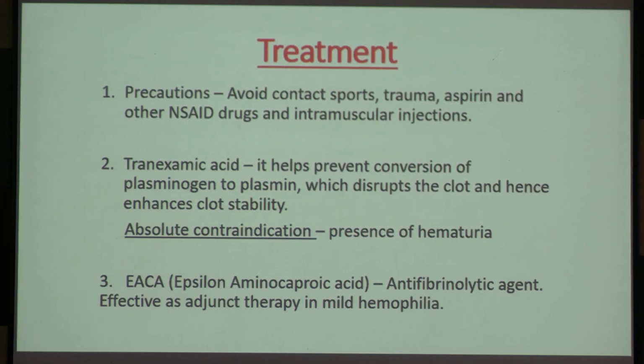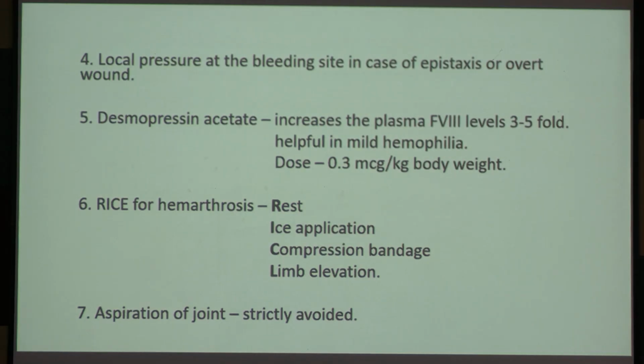Then epsilon aminocaproic acid, it is an antifibrinolytic agent. So, we can give it in case of hemophilia, mostly in mild hemophilia. Local pressure at the bleeding site, if bleeding is there from any site, then local pressure will prevent further bleeding. Then desmopressin acetate. Desmopressin acetate increases the factor 8 levels. Again, it is helpful in only mild hemophilia. Dose is 0.3 microgram per kg body weight.